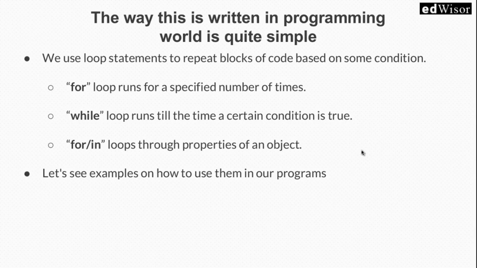In JavaScript world or in programming world, the way this is written is using loops. So the concept of a loop is used for repeating instructions based on some condition. There are three kinds of loops that we'll be dealing with throughout our JavaScript journey mostly: the for loop, the while loop, and the third one is the for in loop. Just to introduce them, the for loop runs for a specified number of times. You can specify how many times you want to run this loop, and it will run it for you. Whatever piece of instruction you put inside the brackets of this loop will run for that number of times. Then we have the while loop that runs till a particular condition is met.